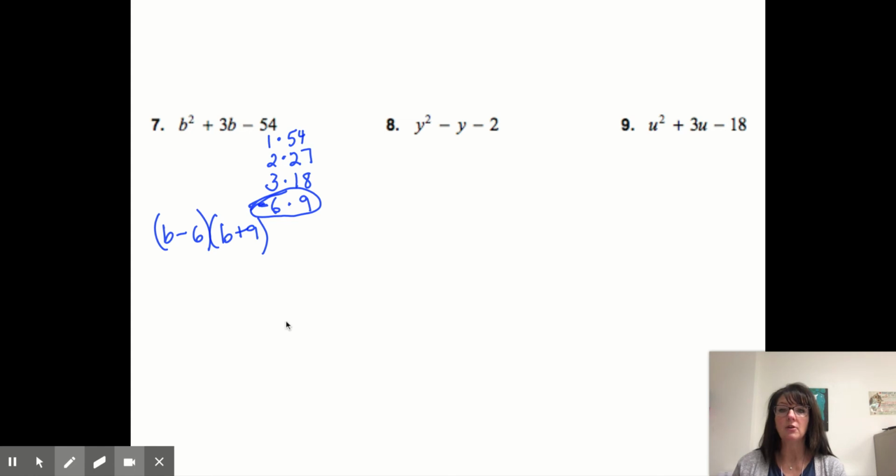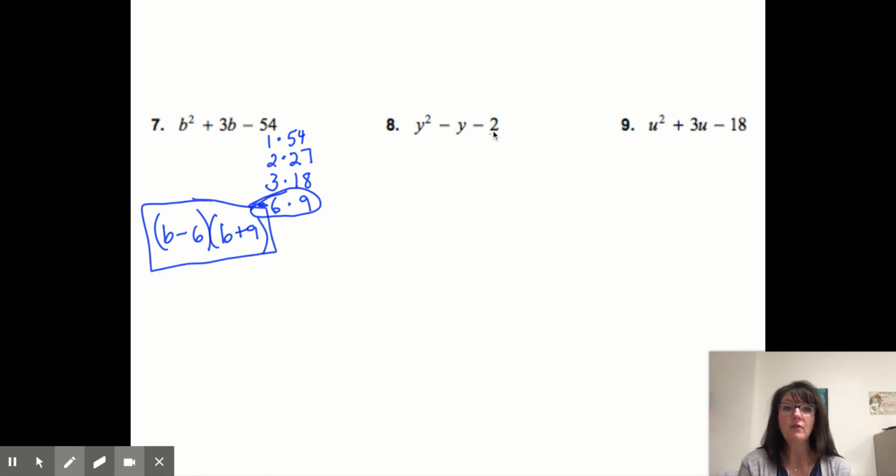Now, it really wouldn't matter if you wrote b plus 9 times b minus 6, because multiplication is commutative, so either order you put the factors in works. But if you want to double check it, the first ones would give you the b squared, then the outer ones give you a 9b, and the inner ones give you a negative 6b, and then the last ones give you the negative 54, and you know that 9b minus 6b would give you a positive 3b. So you can always do a mental math check of your work to make sure that you have the right factors.